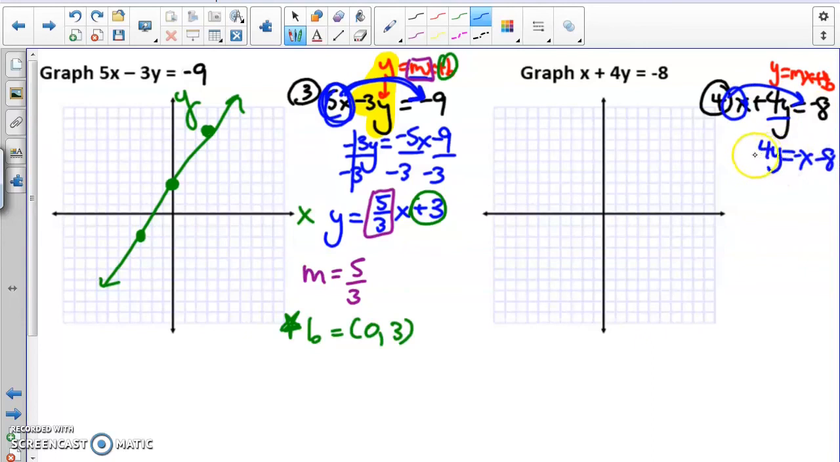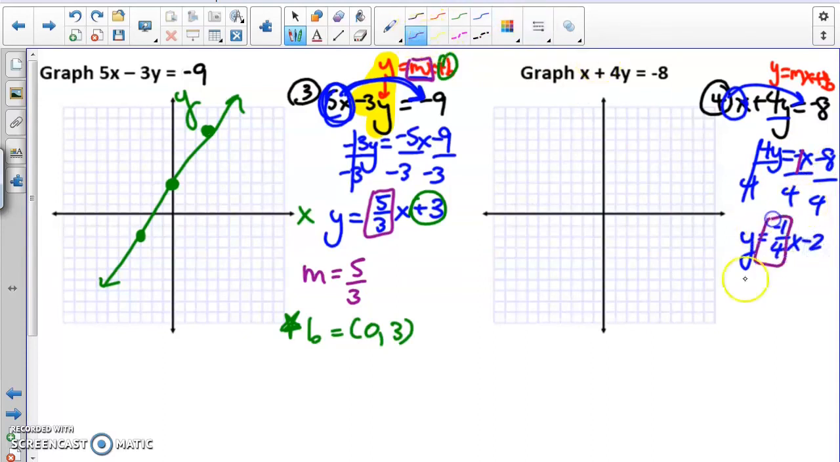Now, to solve for y, we said they're side by side. That means we got to divide. So we divide over here by 4. 4's cancel, and we get y equals. We have to remember that negative x means it's a negative 1x, so it's going to become a negative 1/4 x. And then negative 8 divided by 4 is negative 2, and we're set.